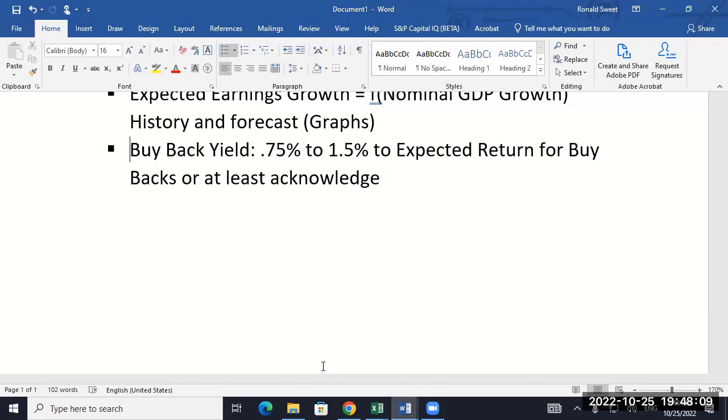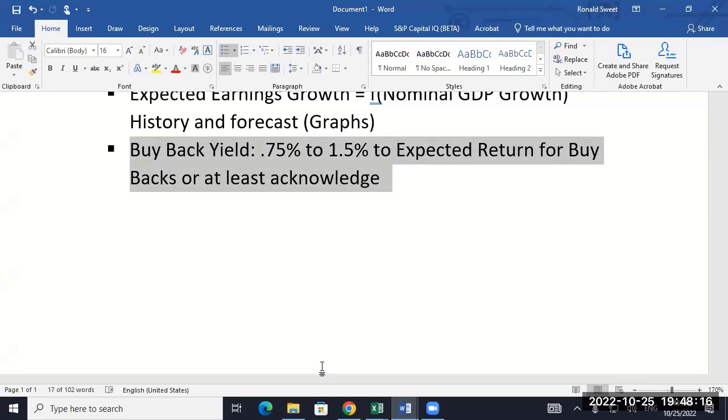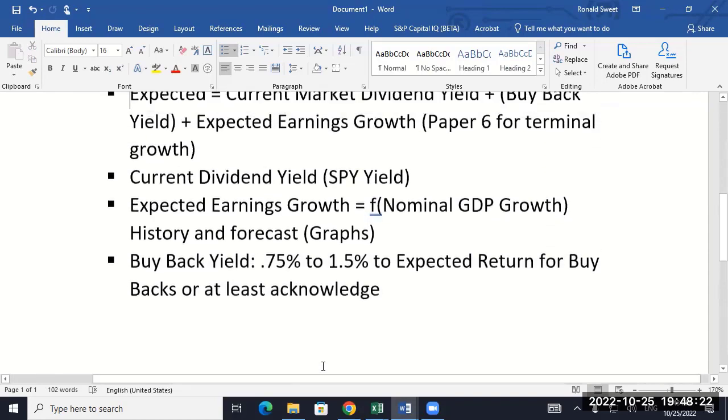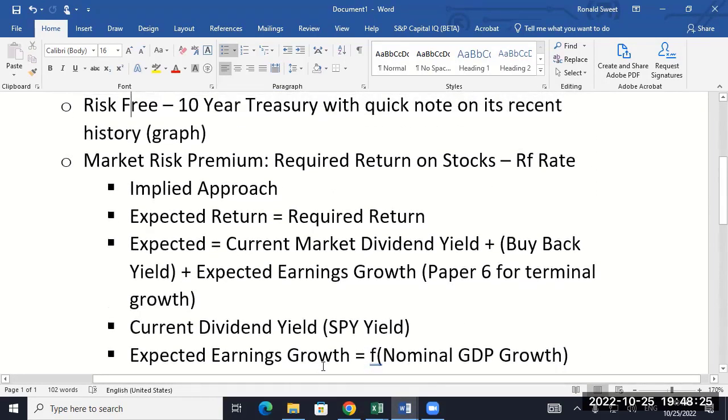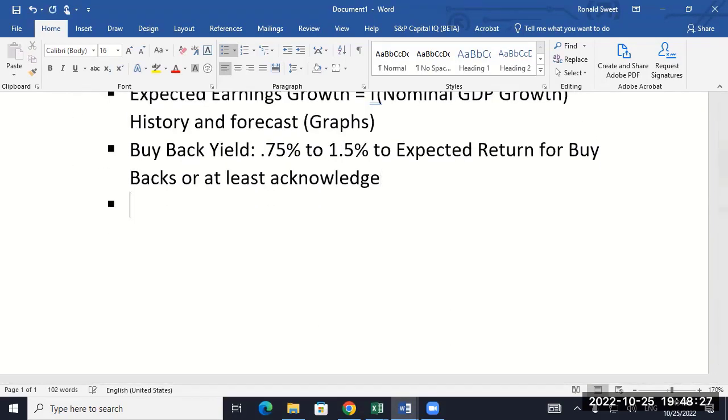So I want you to at least acknowledge it. Maybe don't get too committed here. So have it there ready to go, then finish paper 6, and then come back and decide what you want your final discount rate to be. So, all right. So that gives you everything but what? Beta, right? It's the last thing we have is beta.